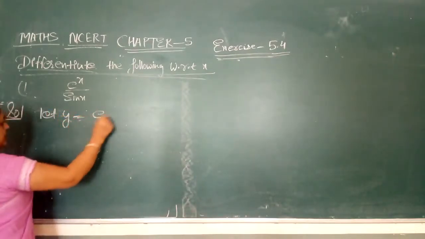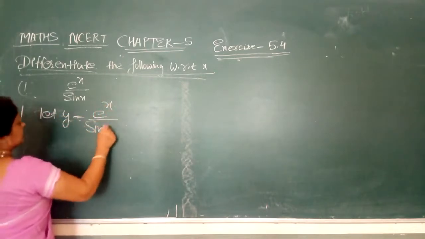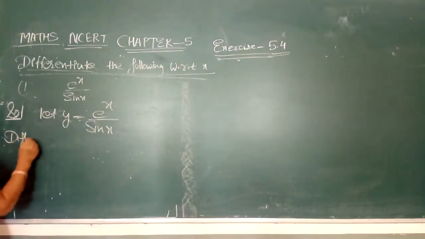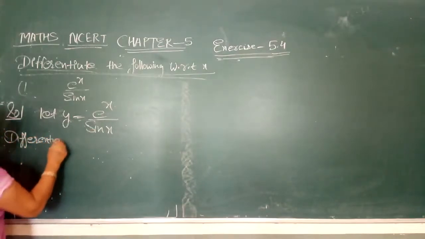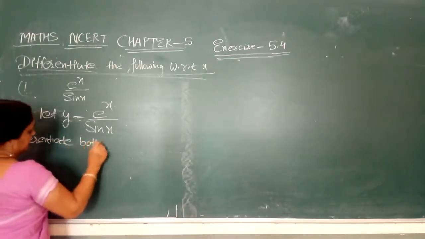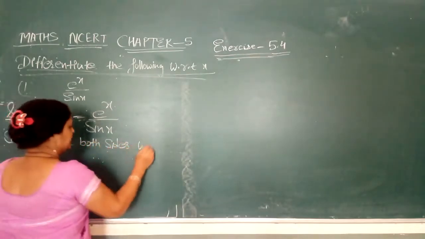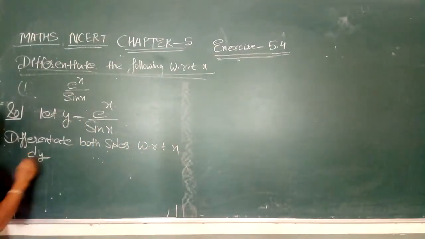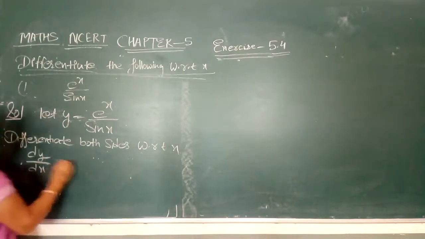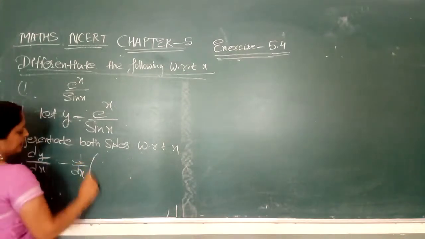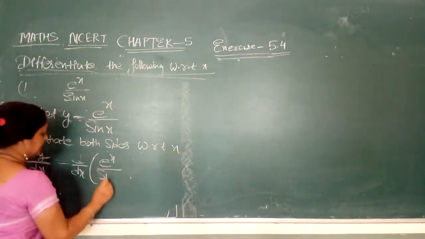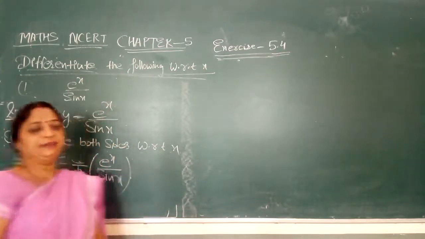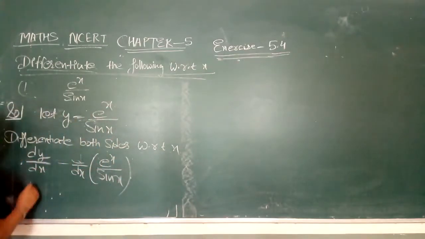y is equal to e raised to power x over sin x. This is given. So differentiate both sides with respect to x. It will come dy upon dx in LHS, and in RHS the derivative of e raised to power x upon sin x, and here it is the derivative of u upon v. And you know what is the derivative of u upon v?